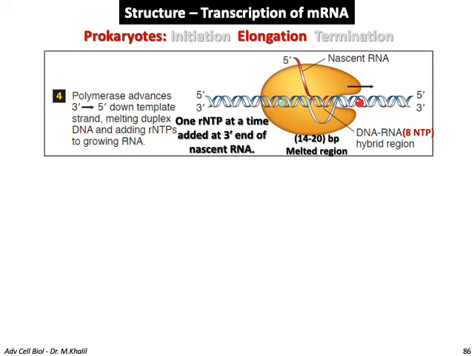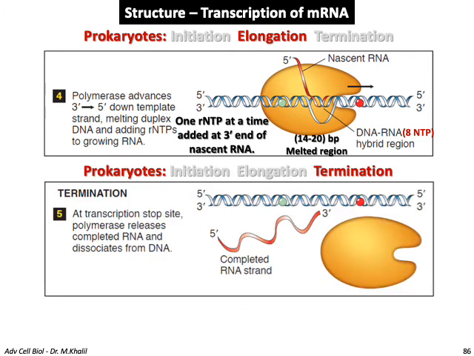It's important to note that the RNA is always bound to the DNA for the last 8 nucleotides, and this is the DNA-RNA hybrid region. If you remember, we said in a previous slide that the structure of a DNA-RNA hybrid is A form, not B form. As long as elongation proceeds, it moves adding one nucleotide at a time and preserves the melted region at 14 to 20 nucleotides. For termination, once the RNA polymerase reaches the end of the gene, the red spot, everything is released: the completed nascent RNA strand and the RNA polymerase, which is released for another round of transcription.